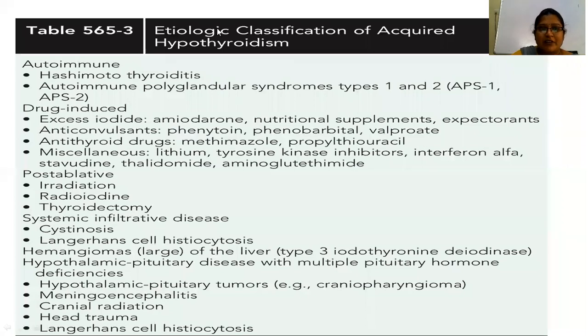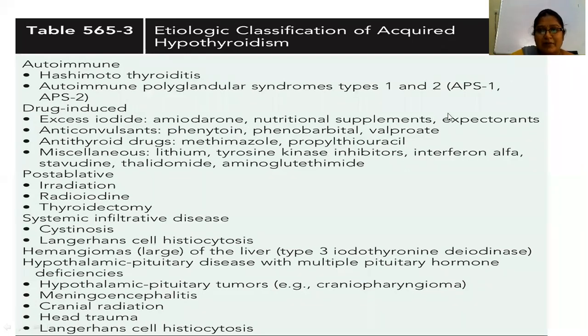This is the etiological classification of acquired hypothyroidism. These are autoimmune conditions like Hashimoto's thyroiditis or autoimmune polyglandular syndromes types 1 and 2. Autoimmune thyroiditis is associated with adrenal insufficiency, type 1 diabetes mellitus, and hypoparathyroidism. Then drug induced due to excess iodide, amiodarone is most commonly used in cardiac arrhythmias.